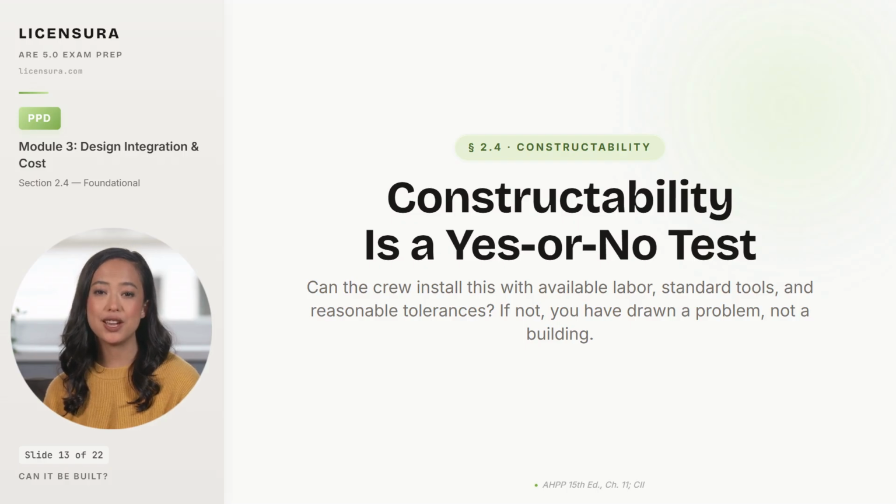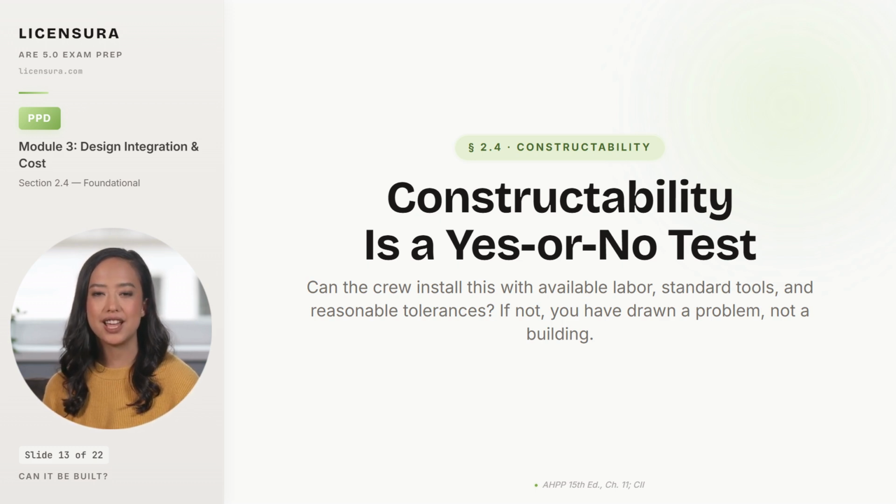Here is the constructability question every architect must answer before the drawings leave the office. Can the building you have drawn actually be built? With the labor that exists in this market? With the tools that crew has? Within the tolerances those materials and trades can hold? Constructability is the degree to which the design facilitates the actual physical work of construction, and it is judged against 6 principles: standard sizes, minimal material variety, real tolerances, sequencing, practical connections, and weather realism.